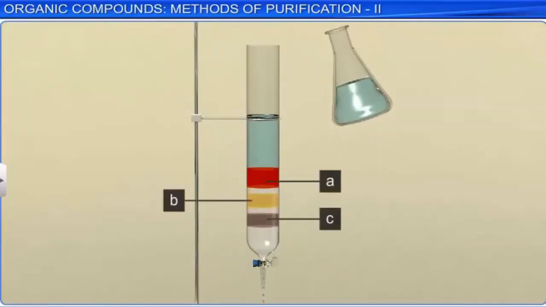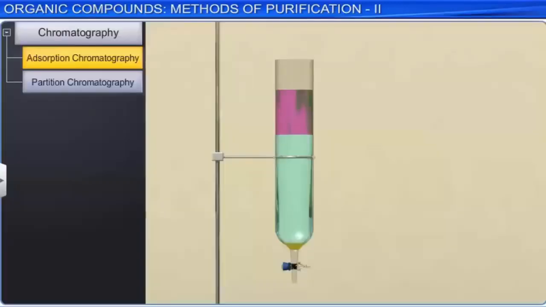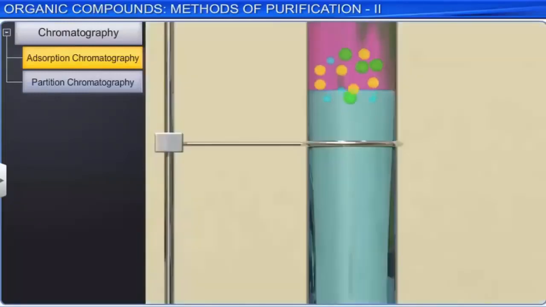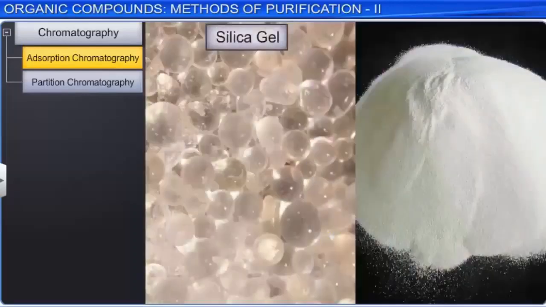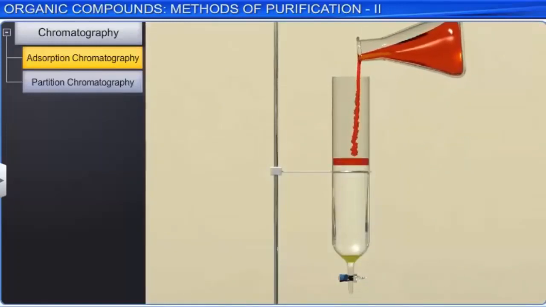Based on the principle involved, chromatography is divided into two types: adsorption chromatography and partition chromatography. Adsorption chromatography is based mainly on the differences between the adsorption affinities of the different compounds in a mixture on the commonly used adsorbents like silica gel and alumina. When the mobile phase is allowed to run over the adsorbent, the components in the mixture move by varying distances over the stationary phase.